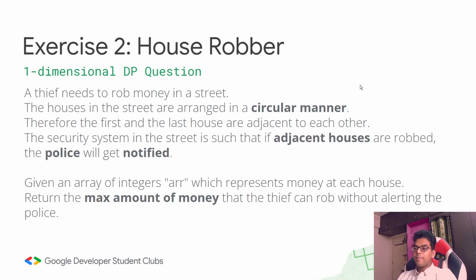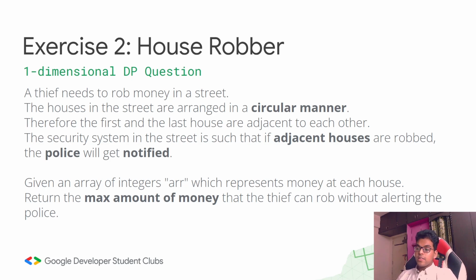So now next, coming to a very popular LeetCode question called House Robber. Again, this is a one-dimensional DP question, and the problem statement scenario given is such that there's a thief who wants to rob money in a street. The houses in the street are arranged in a circular manner. The normal variation of this you would have encountered is that they're arranged in a linear manner, but a circular manner adds another twist to the problem, which I'll say later.